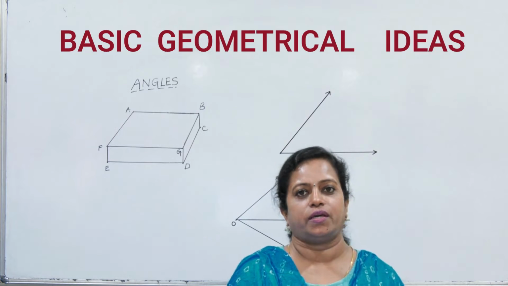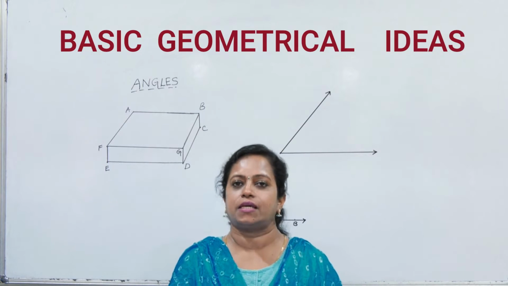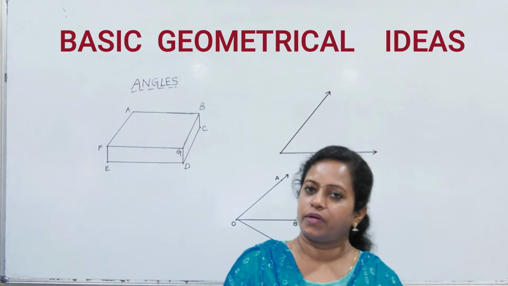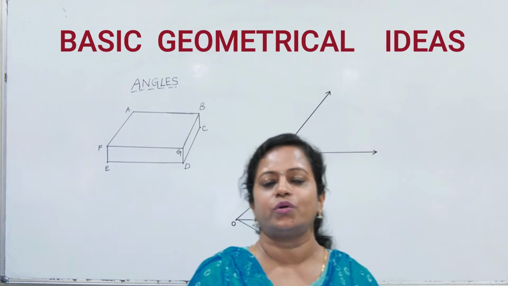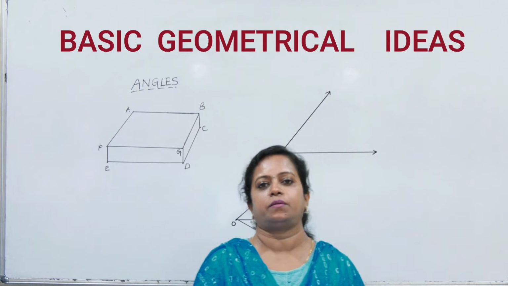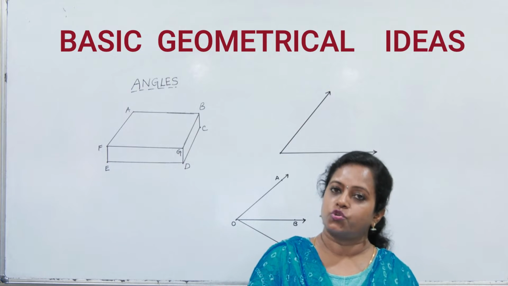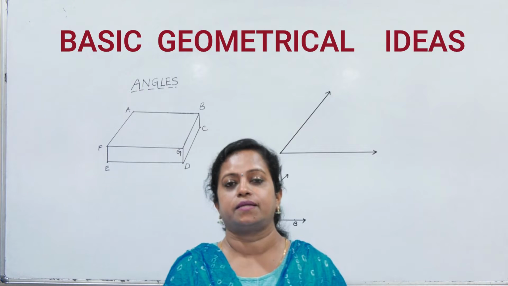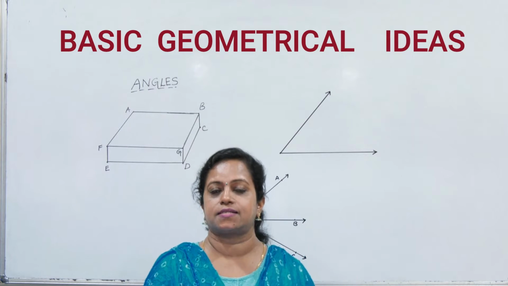Children, we are doing the fourth lesson, basic geometrical ideas. In the previous two classes, we learned about some elements of geometry and we learned how to denote these elements using symbols. Today, we continue this lesson by learning about angles.